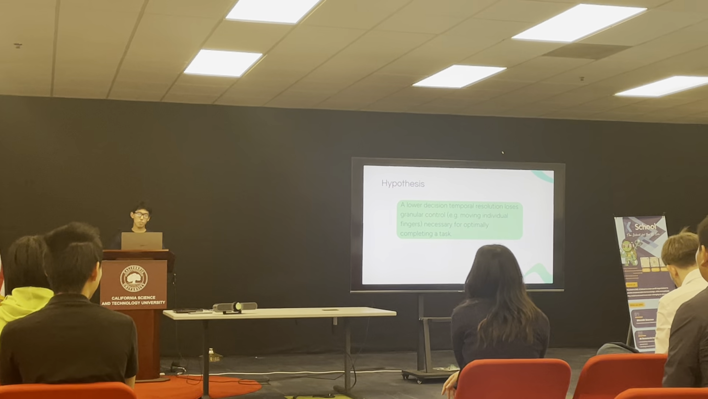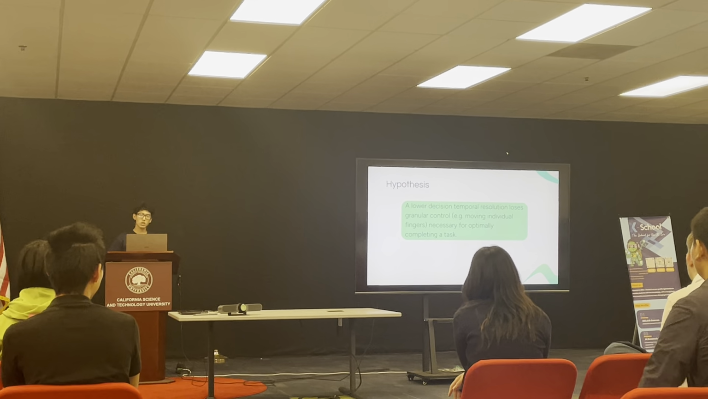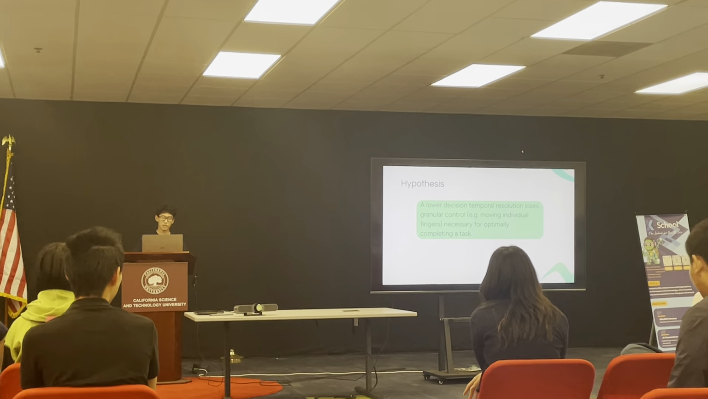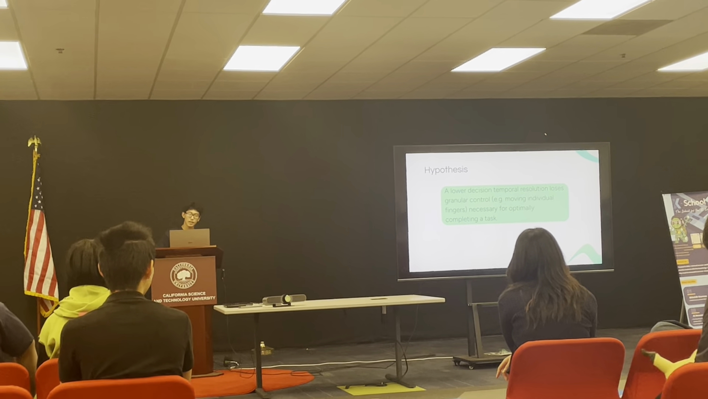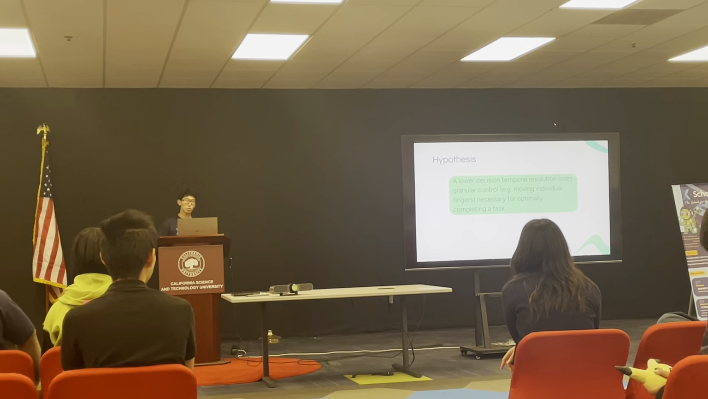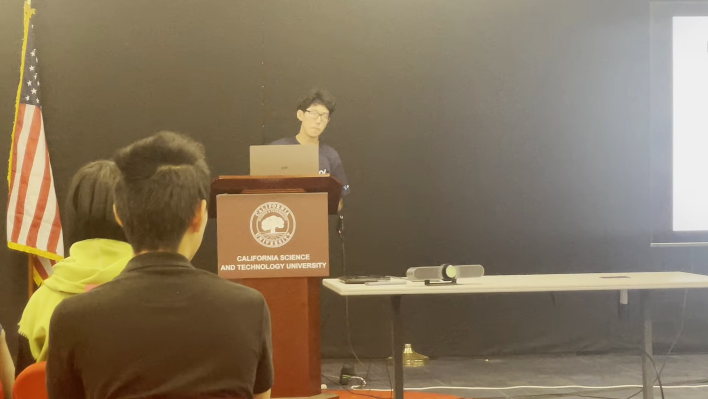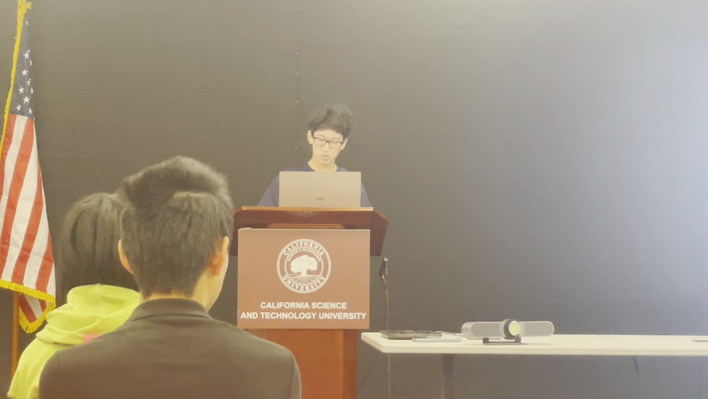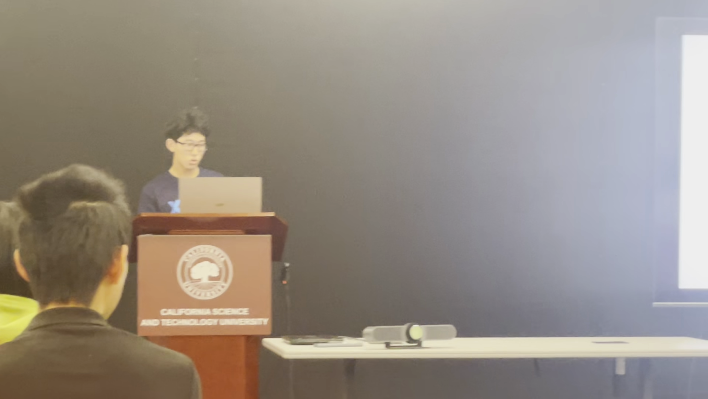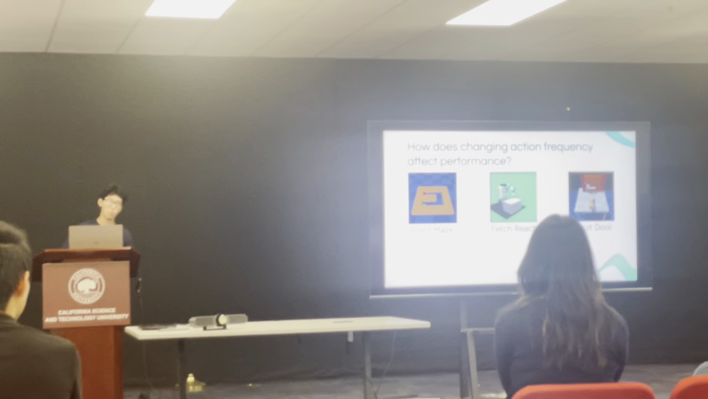So this leads to our hypothesis, which is that a lower decision temporal resolution will lose granular control necessary for optimally completing a task. And intuitively, why this hypothesis might make sense is that if your temporal resolution is too low, then you won't have the necessary resolution of decisions to correct yourself, and you'll lose granular control, which requires precise control. So to answer this, we're basically quantifying how the action frequency affects the performance.